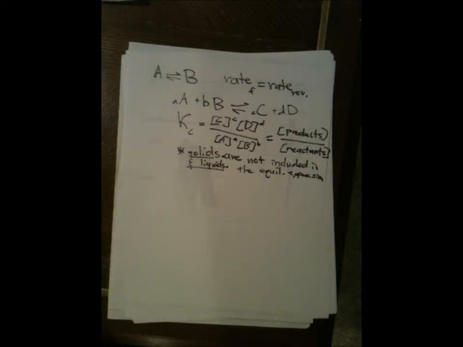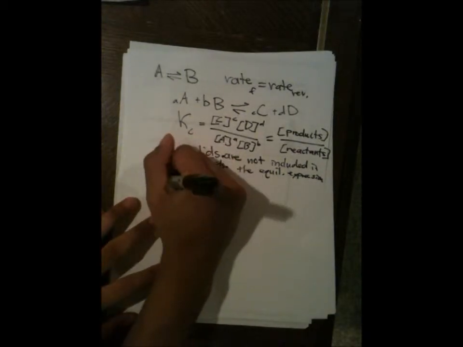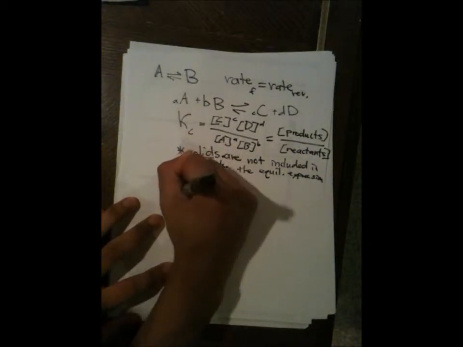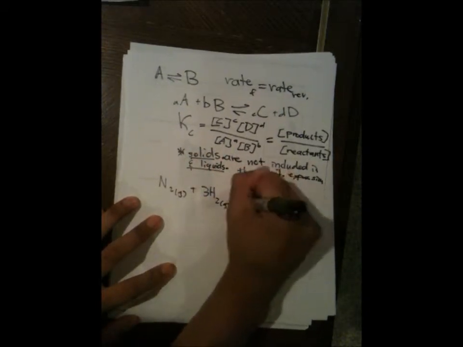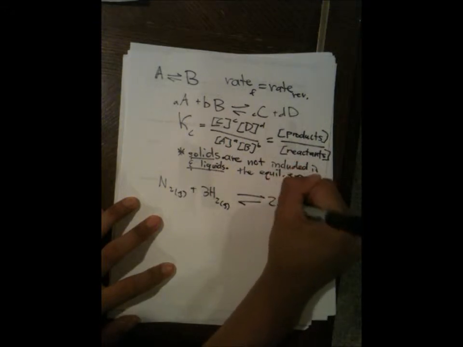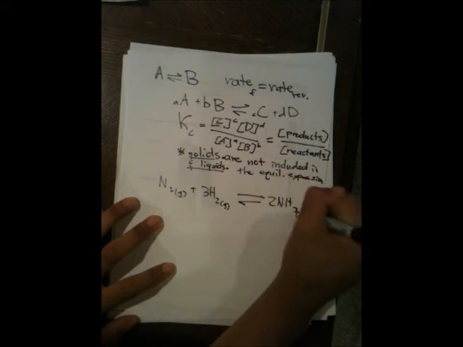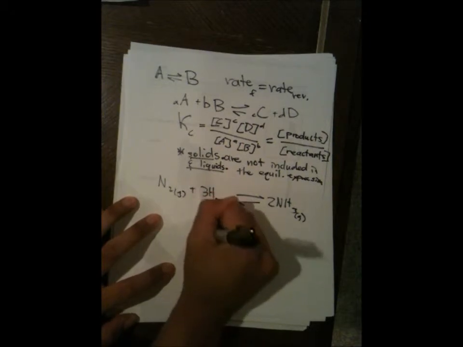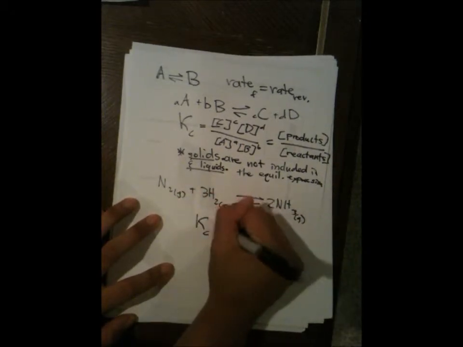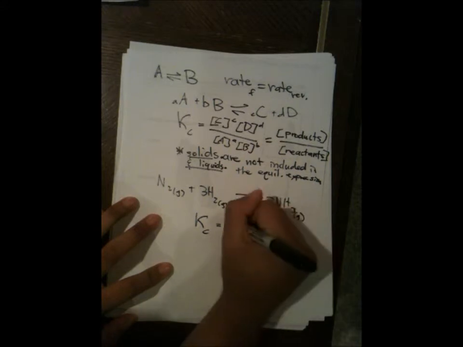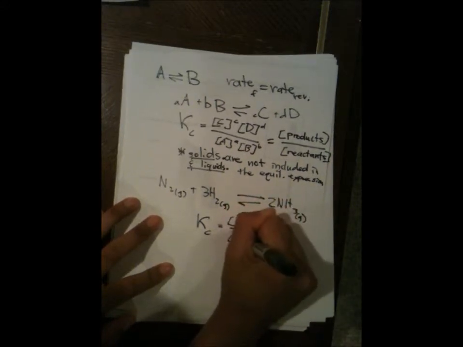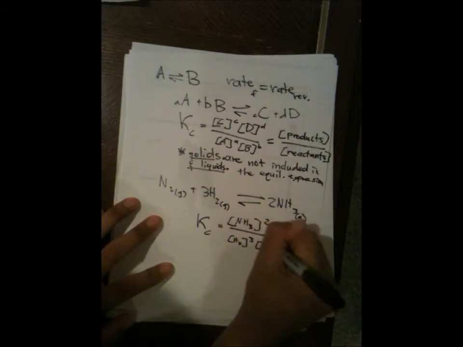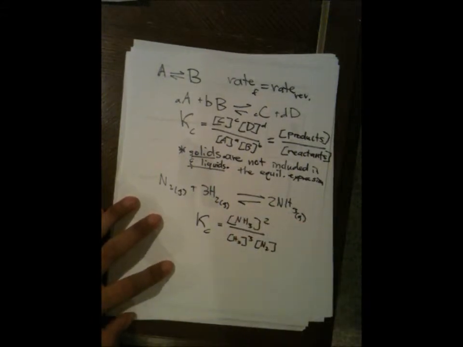So, let's do an example of the Haber process for synthesizing ammonia. Let's do N2 gas plus 3H2 gas goes to 2NH3. Don't forget the double arrow because it's an equilibrium. So how would you write this? Well, they're all gases, so it's products over reactants, each raised to its coefficient. So NH3 squared over H2 cubed times N2. So that's how you do it.